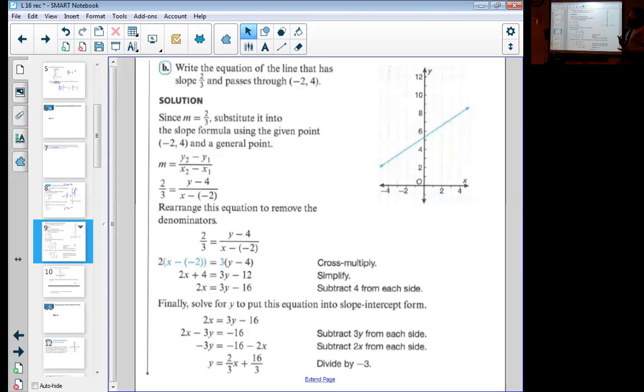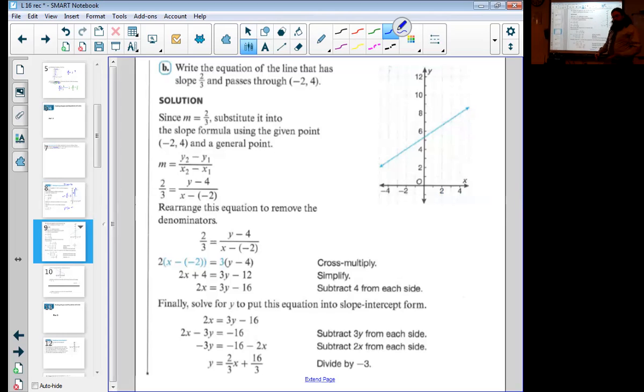The second part says write the equation of a line that has a slope of 2/3 and passes through -2, 4. If we look, it goes in between 5 and 6. So it's going to be 5 and something. So now we can use this information to know that the slope is 2/3.